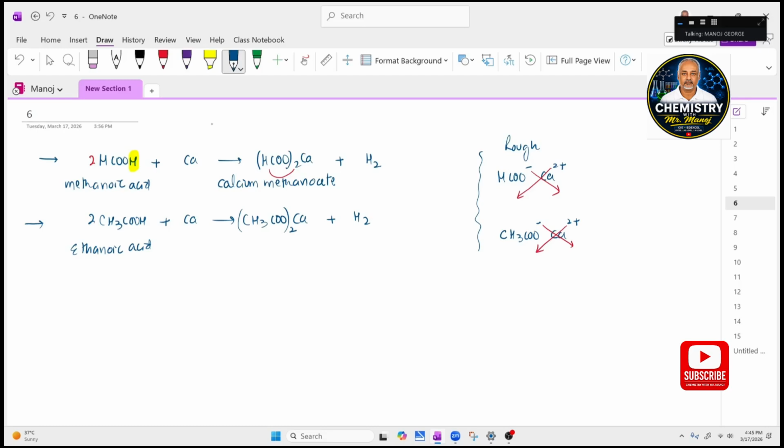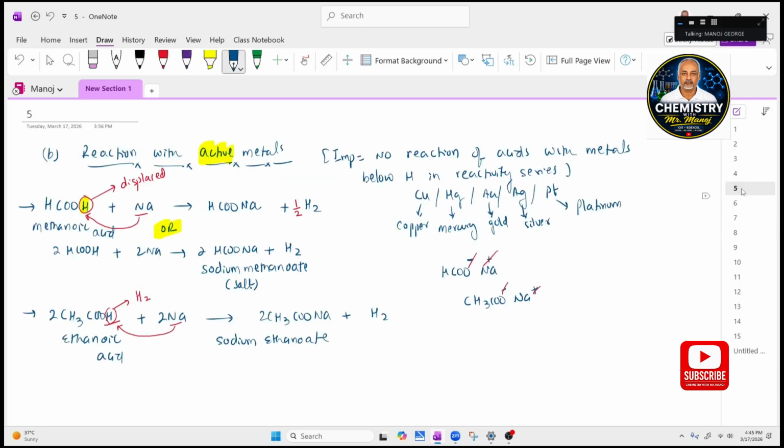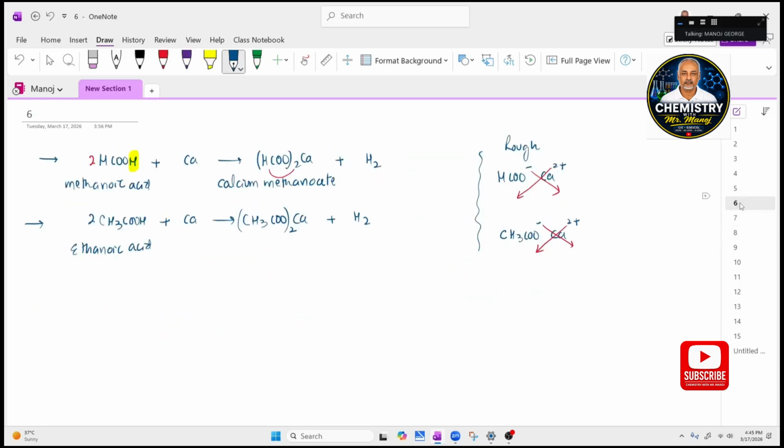So I'm done with reaction of carboxylic acid with metals. You don't have to do metal with +3. You only have to do +1 and +2. I gave you the first set of equations with +1, that is sodium. Second set of equations I gave you with calcium, which is 2 plus.